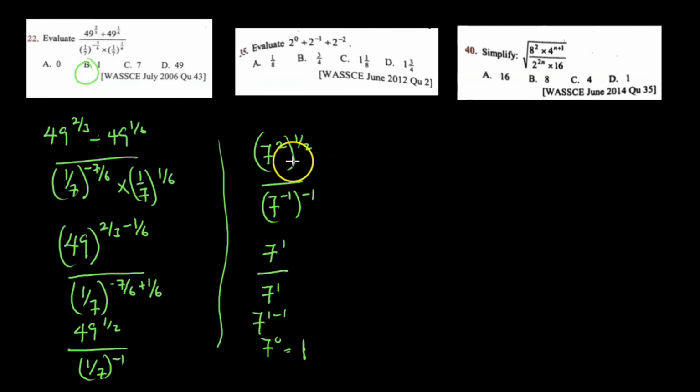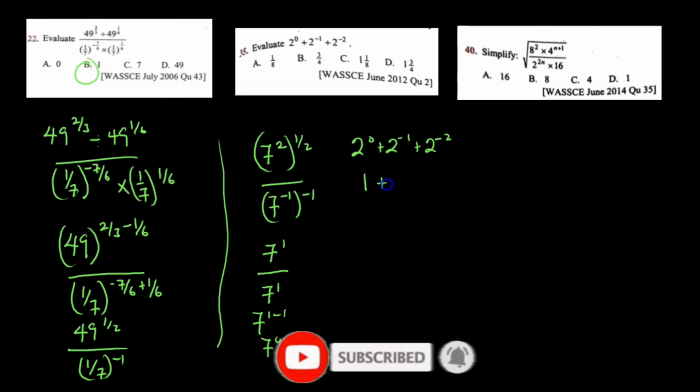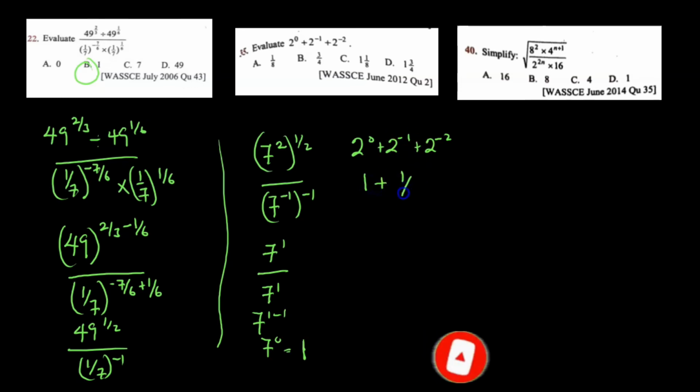Now, let me just move to the next question. Evaluate 2 to the power 0 plus 2 to the power negative 1 plus 2 to the power negative 2. You realize that they are being added, but they are all exponential functions, so we cannot just add them as they are, but we can simplify each of them when necessary. So 2 to the power 0, we learned that it is 1, plus 2 to the power negative 1 is the same as 1 on 2, plus 2 to the power negative 2 is the same as 1 on 2 to the power 2, which is 4. So we have 1 plus 1 on 2 plus 1 on 4.